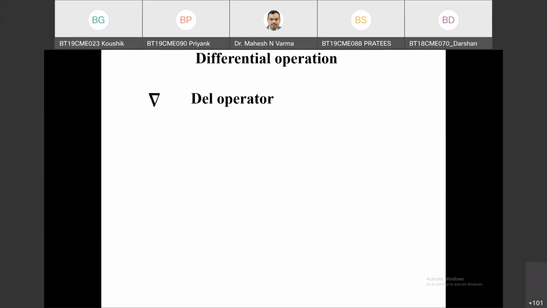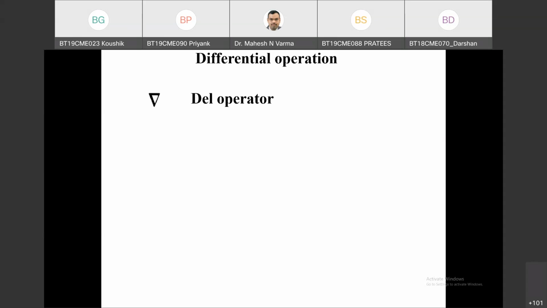So this is the del operator. Already some of the properties of the del operator we have discussed when we were discussing the generalized Newton's law of viscosity. If you remember, some of the properties of the del operator, del dot, del cross, we have already discussed.